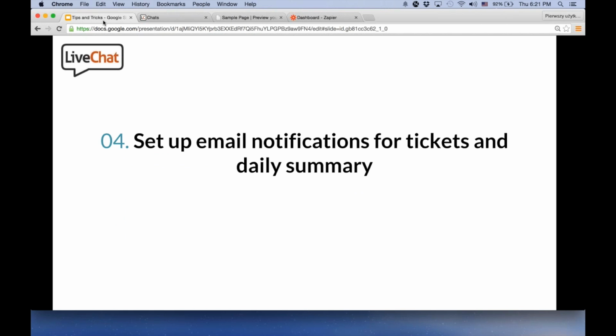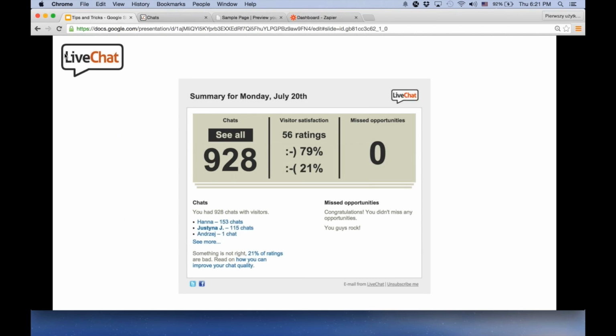So there are two types of emails that LiveChat sends to you on a regular basis. First of all, there's the daily summary email, which is a rundown of your agent's LiveChat activities. It includes the details on the number of chats and missed opportunities you had the previous day. Additionally, there's also an overall chat satisfaction score. And just like the name says, it's sent to you on a daily basis.